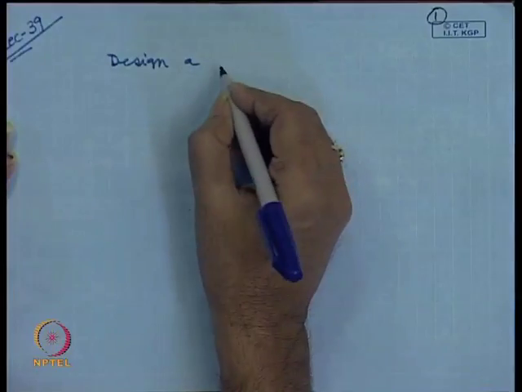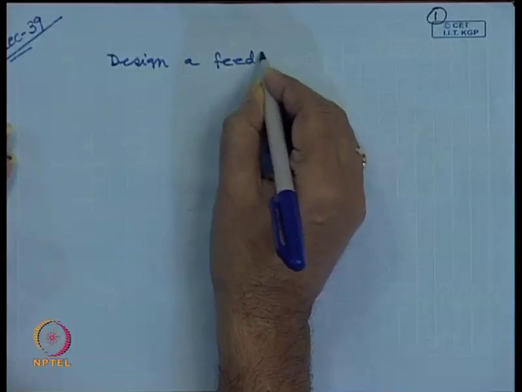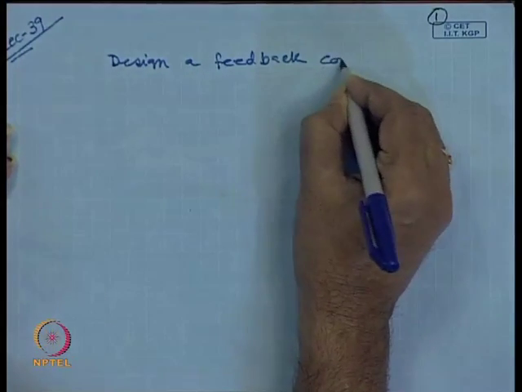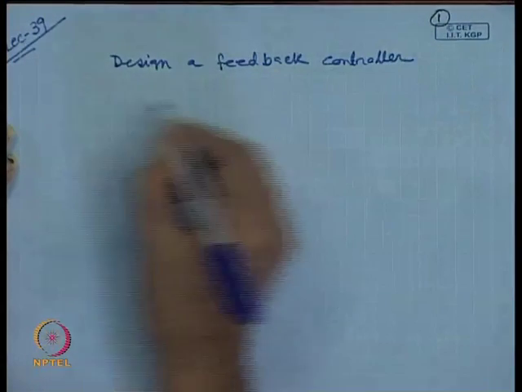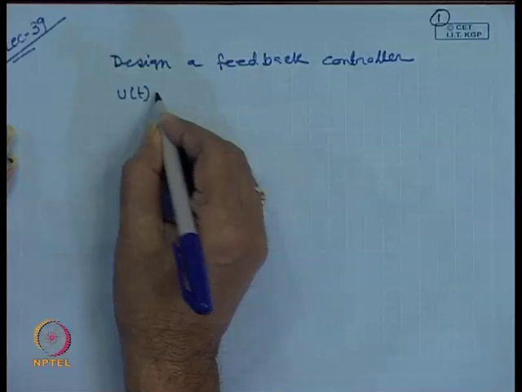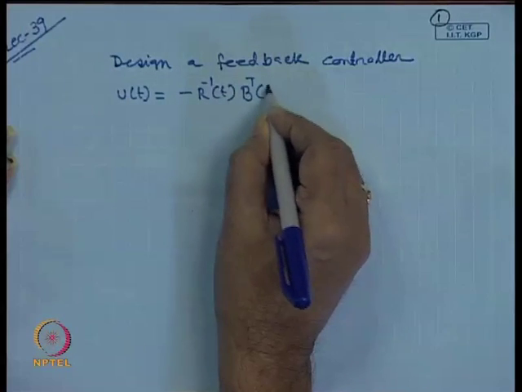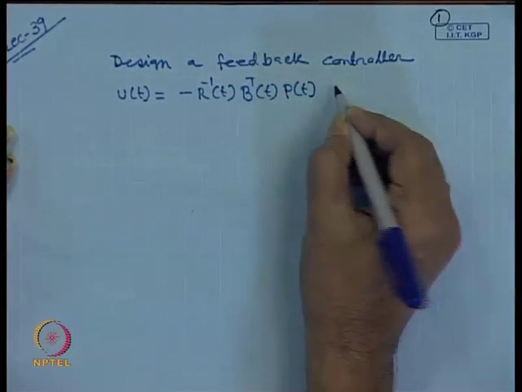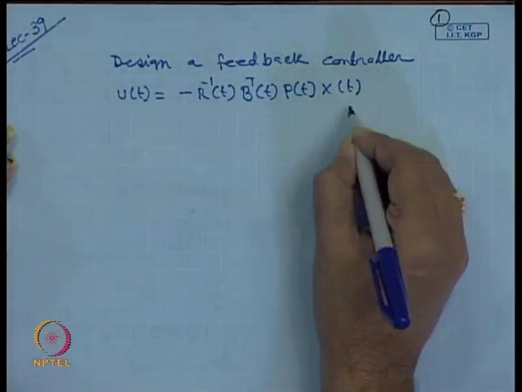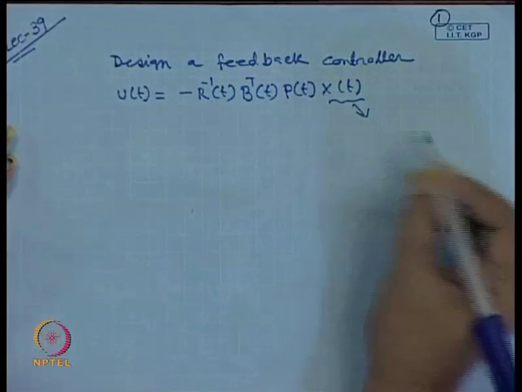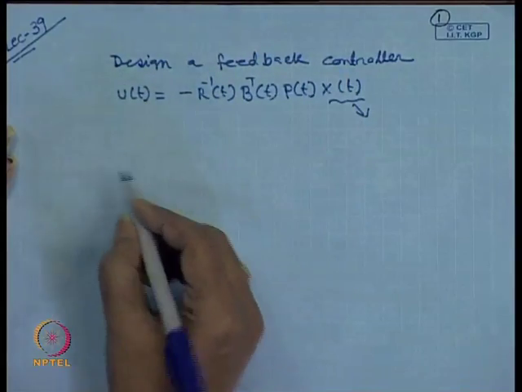Last class we derived the expression for the solution of LQR problems. Let us discuss briefly what the LQR problem is. Our problem is to design a feedback controller or control law, which is described by u of t is equal to minus R inverse of t B transpose of t P of t into x of t. We assume the states are accessible and measurable for feedback purposes.